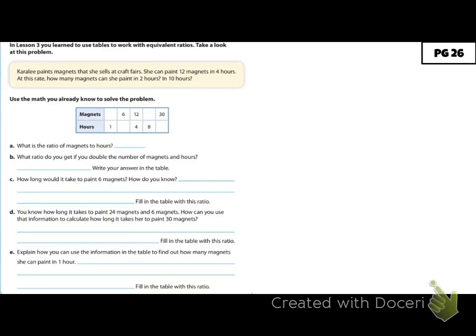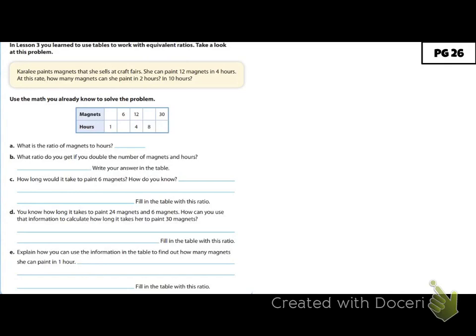Alright, so let's start with page 26. We're going to use what we already know. It says, Carolee paints magnets that she sells at craft fairs. She can paint 12 magnets in 4 hours. At this rate, how many magnets can she paint in 2 hours? How many in 10 hours? So we're going to use what we already know to help us solve this problem.